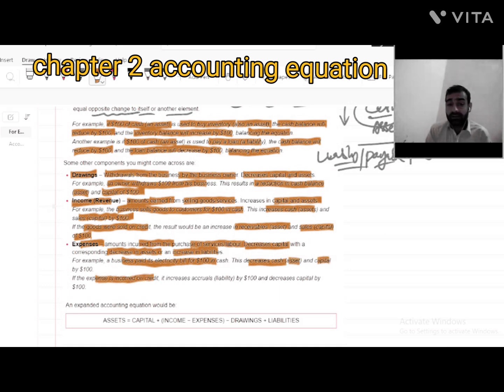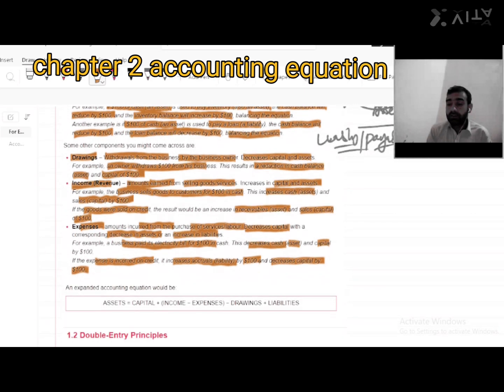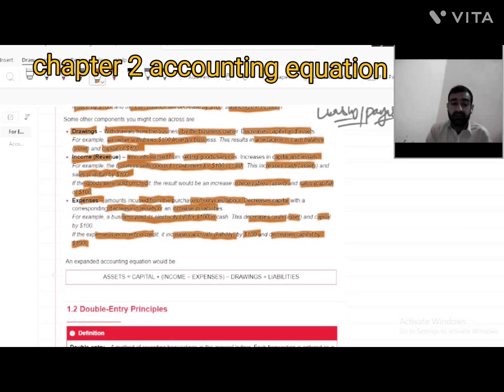So let me expand this equation. You see here, this is the expanded form of the equation. Assets are equal to capital plus income less expenses, that is the net amount, less drawings, plus liabilities. So after adding capital plus income minus expenses minus drawings, plus liabilities, that will be your assets. Clear? This is for today.